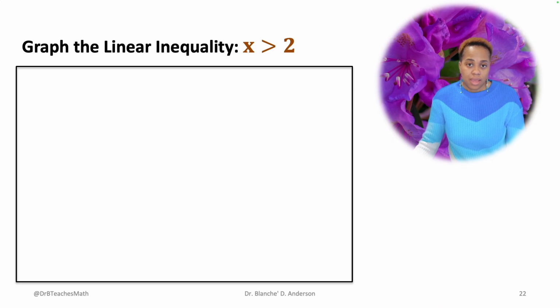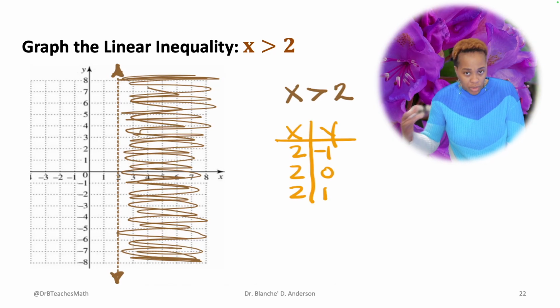Let's look at this one. X is greater than 2. Same thing. It doesn't matter what y is. X is always going to be greater than 2. Now, in order to draw the line, we have to change this to x equals 2, which is this vertical line here. It's dotted because there's no equal. That means it's not on the line. It's just going to be above the line, but not touching the line. So none of the solutions are on the line. And then we shade over here because these are all the x values that are greater than 2. Y can be whatever value it wants to be, but x has to be greater than 2.